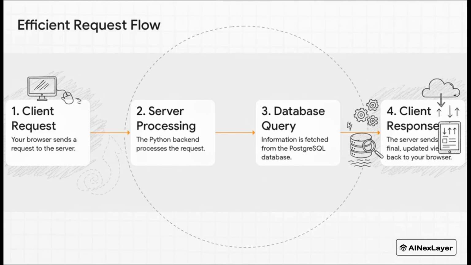And here's how that tech all works together in practice. It's a super simple four-step flow. When you click on something, your browser sends a request. The Python backend gets to work, processes it, pulls the information it needs from the database, and then sends the updated view right back to you. It's this clean, efficient cycle that happens in a flash every single time.